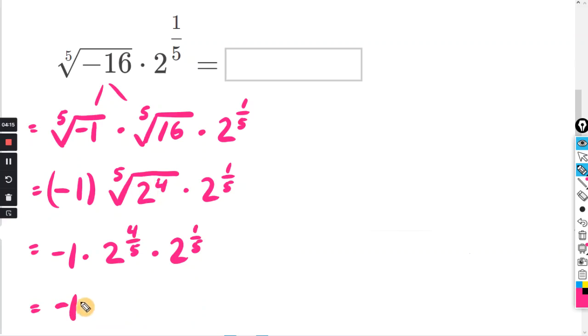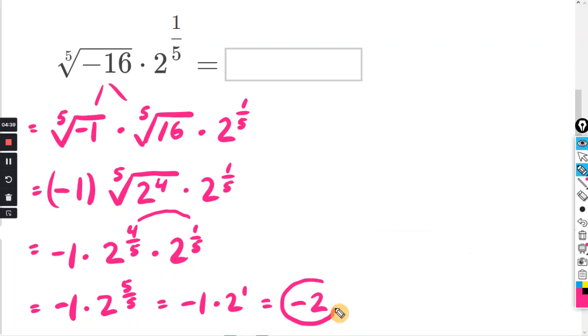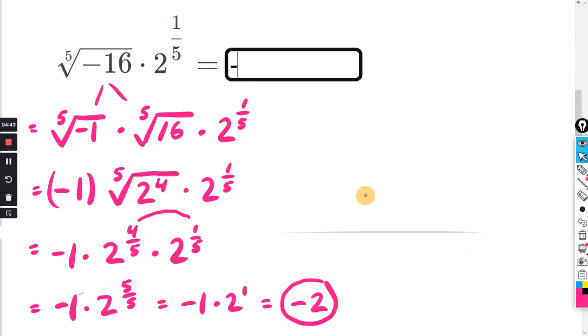We still have -1, and since we have 2 and 2, we can just add the exponents. Okay, we keep the 2. 4/5 plus 1/5 is 5/5. Okay, and that's the same as 2 to the 1st power, which is just 2. So -1 times 2 is just -2. Enter that in the box.